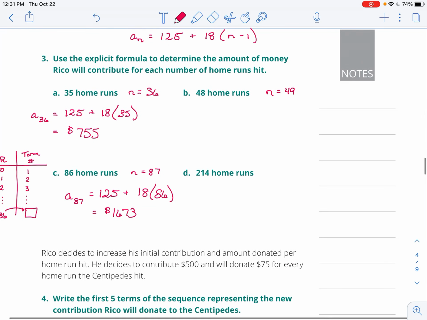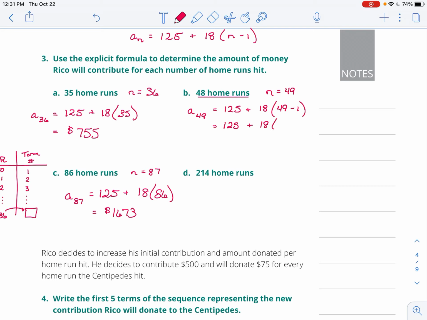So if I want the value of the 49th term, I take my initial amount of 125 and add on $18 donations, specifically 48 $18 donations, n minus 1, because there are 48 home runs and you get $18 every time there's a home run. So I'm just going to take 125 plus 18 times 48, which is equal to $989.